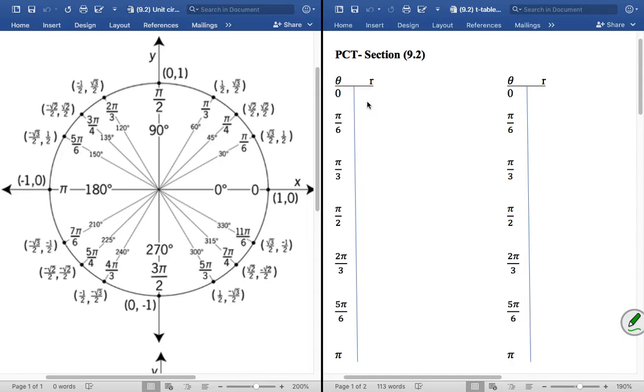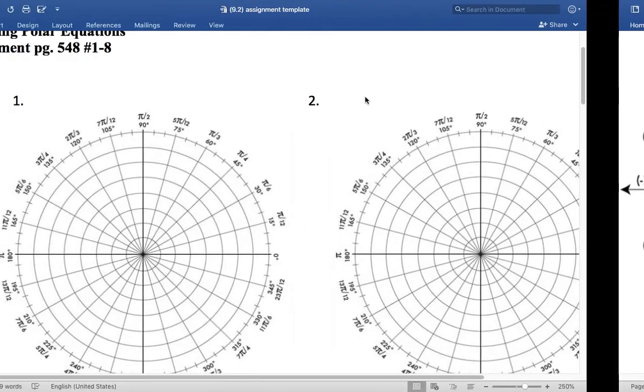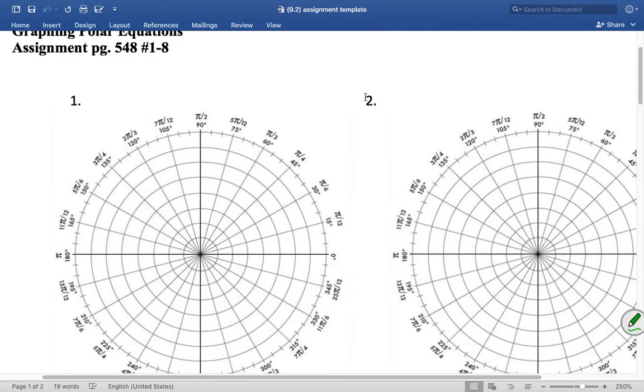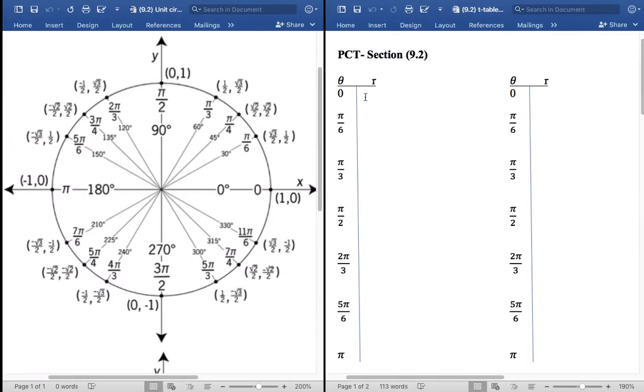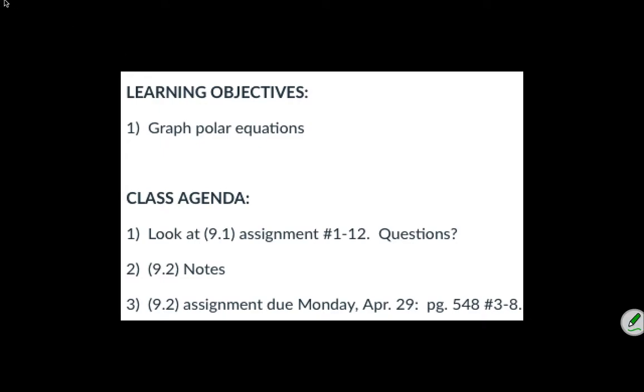I printed out some T-tables so that you would not have to create these T-tables every time. That will save you some time. So your assignment is from page 548. Let's just give a quick look at page 548 and see what number 1 is in fact.